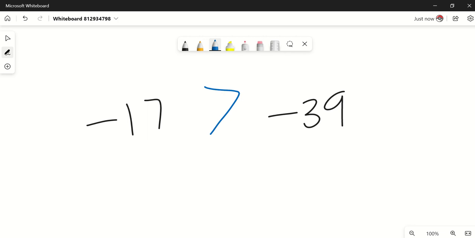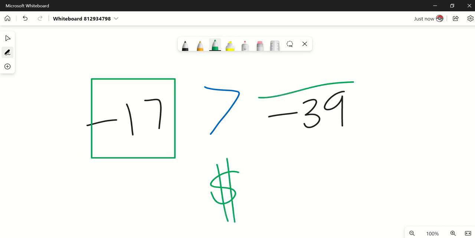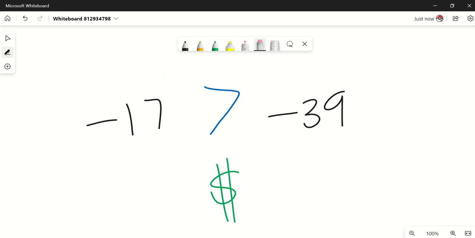It's also referred to as money. Would you rather owe somebody $17 or would you rather owe somebody $39? Owing somebody $17 is going to be the better option, and it is the greater of the two. Negative 17 is bigger than negative 39.